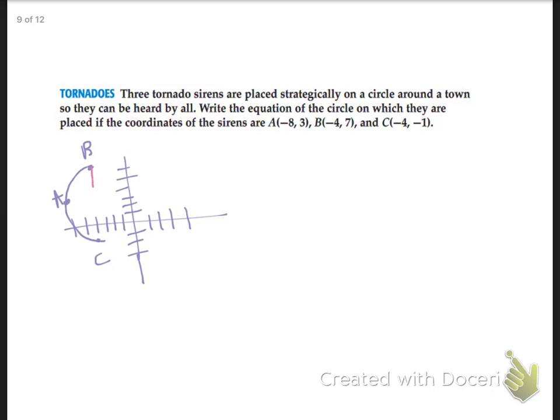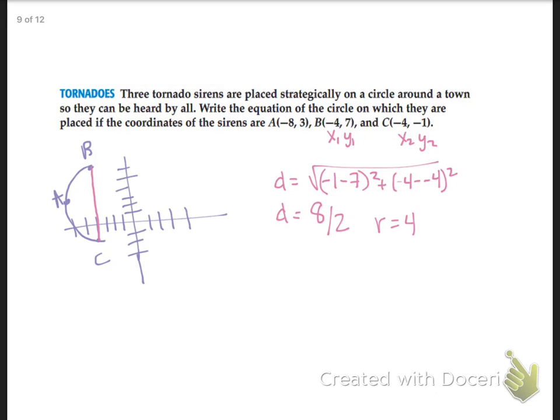So I can get a diameter pretty easy right here if I find that distance and divide it by 2. Okay, so I'm going to take B and C and find the distance, divide it by 2 to get my radius. So x1, y1, x2, y2. So D equals the square root of -1 minus 7 squared plus -4 minus -4 squared. Okay, so that's going to get me 8, but that was the diameter, so I cut it in half. My radius is 4.